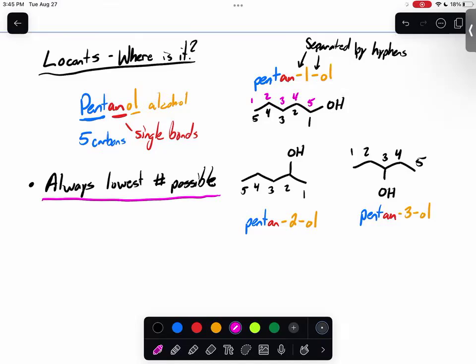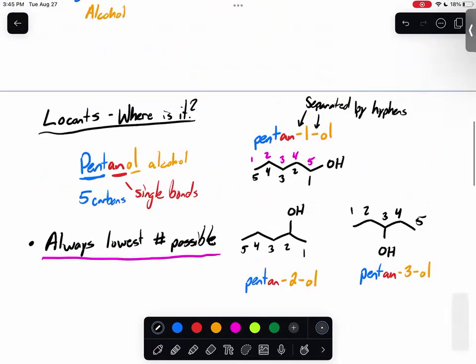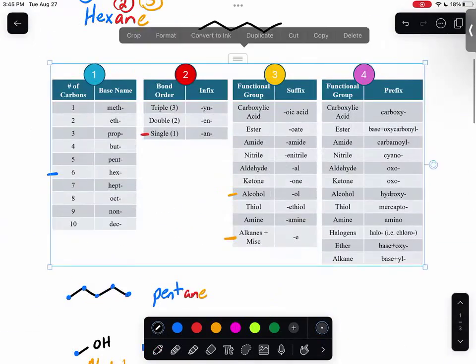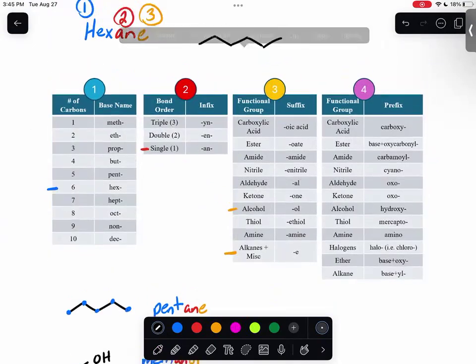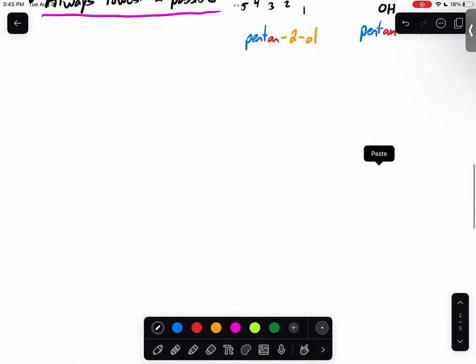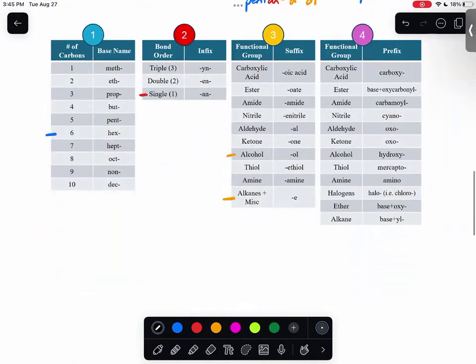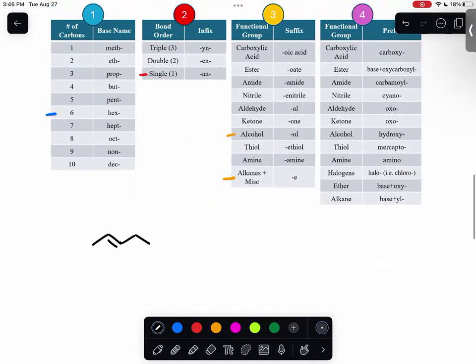Now, that being said, locants can be used for more than just the positioning of whatever that group is, right? This is why I haven't brought up anything to do with double bonds yet, but we will now. So let's grab our chart once again. We're going to copy it, bring it down here, and paste it, because this time we're going to see a slightly different writing. So let's say we were looking at a structure that looks like this. Well, now we've changed things up a little bit. We now have a double bond.